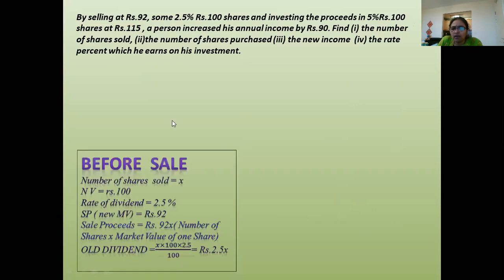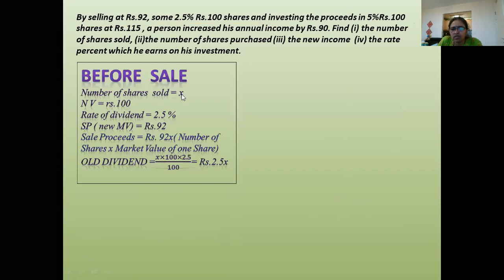Okay, before sale, number of shares sold is X, nominal value is 100, rate of dividend is 2.5%, SP, that is the new MV, is 92. Sale proceeds, you know the formula, 92x. If you are given the change in dividend, you need to find the old dividend as well as the new dividend. Old dividend before selling, new dividend after selling. Both the dividends you need to find when you are given the increase in his annual income or change in his income, right? So the old dividend is 2.5x.